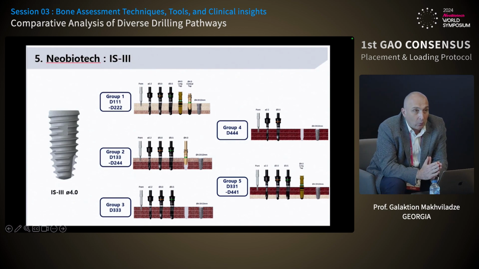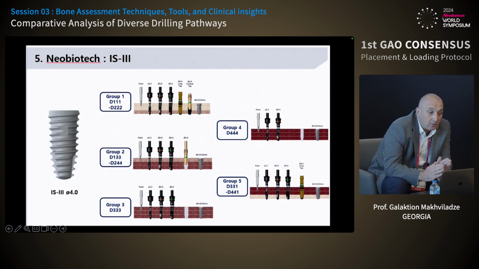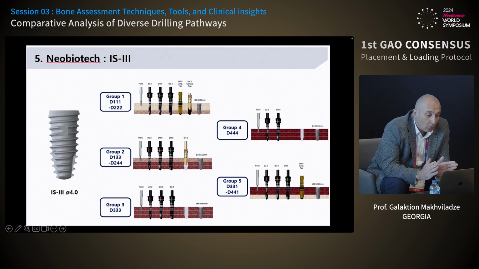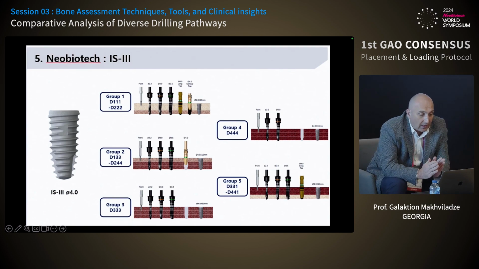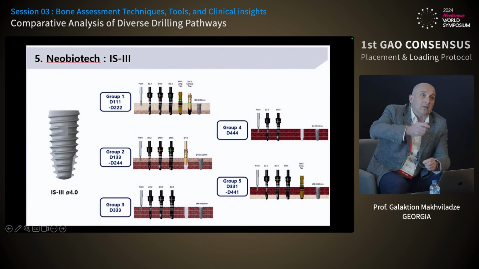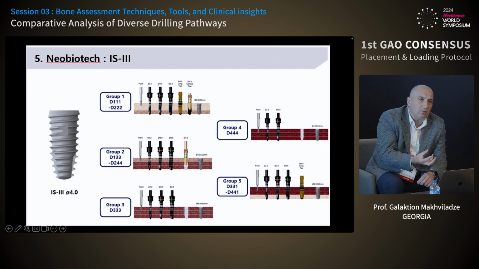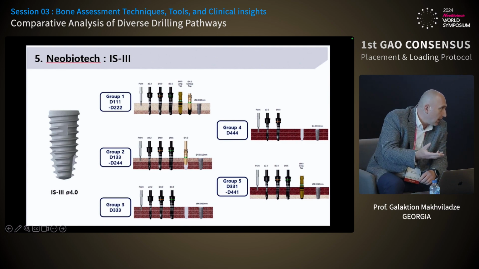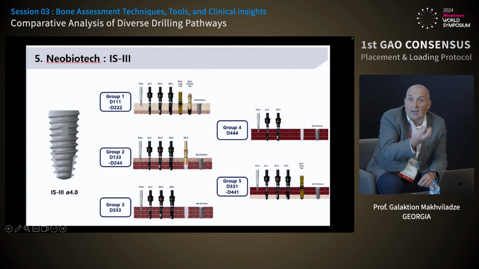So group 1 was D11 and D22, and group 2 was D33 and D44. I will explain once again that D11 means that along the whole body of the implant we have the hardest bone. It's a very strong bone, the cortical bone, in the coronal part, in the middle part, and in the inferior part, which we are calling the apex. So in the 3 parts of the implant we have D11.